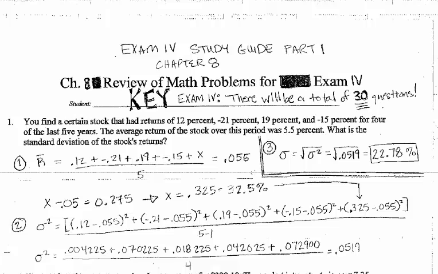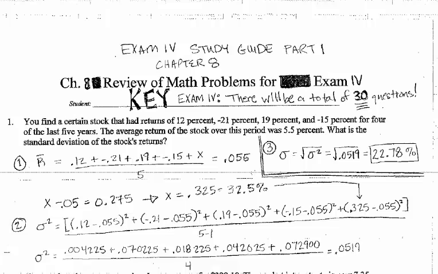Now, what would you do now algebraically? Now you're going to add 0.05 to both sides to cancel out that negative 0.05, and that's why you get x equals 0.325 or 32.5%. Okay. Now, once you know that, you can do something very simple, which is get the standard deviation. It looks complicated, but it's very simple. What you would say is you're going to get the sum of the squared differences between the actual returns and the average return and divide that by n minus 1.